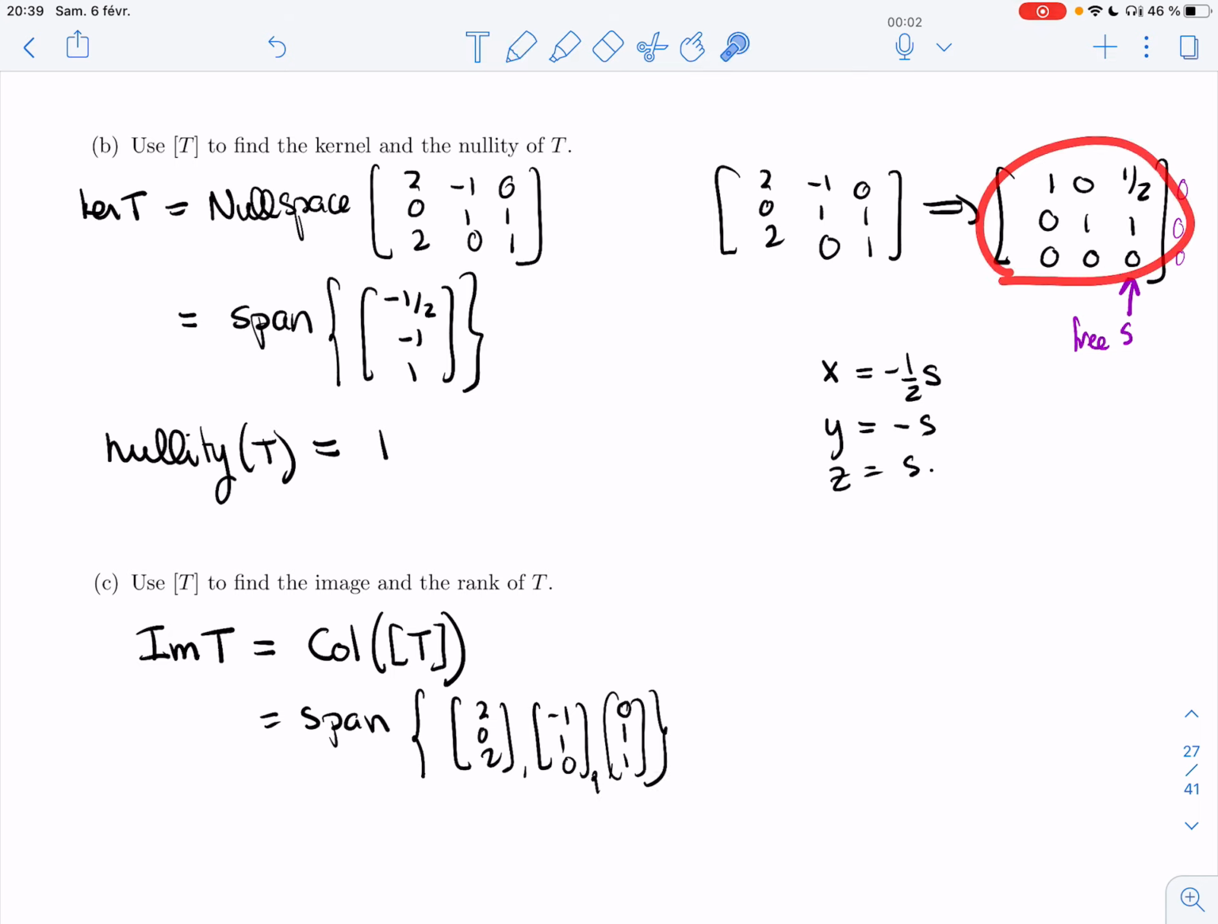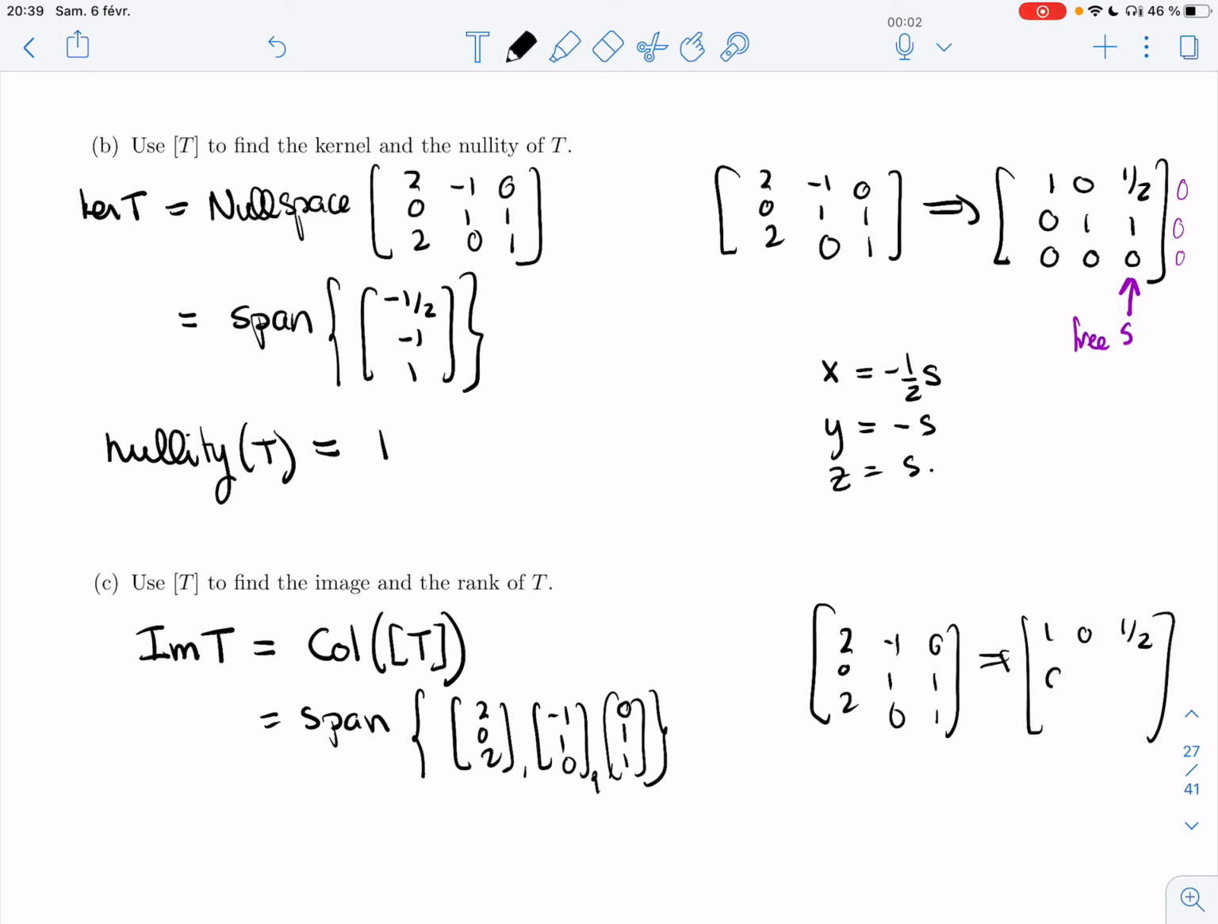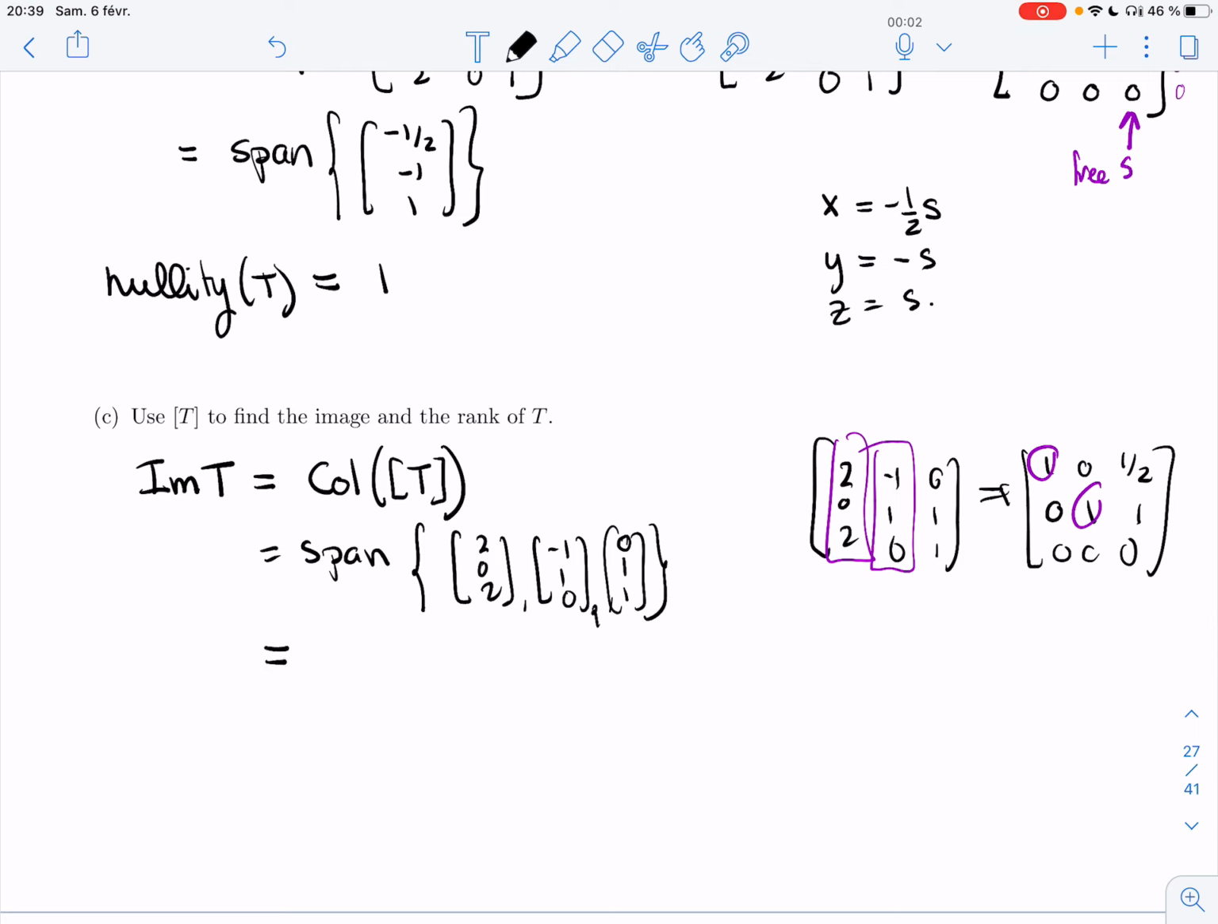So when you reduce, remember you keep the, do you remember which vector you kept? So you look at the leading entries and you keep the corresponding columns. And so in this case, since we have two leading ones, we only keep the first two columns. So a basis for the image of T would be (2, 0, 2), (-1, 1, 0).